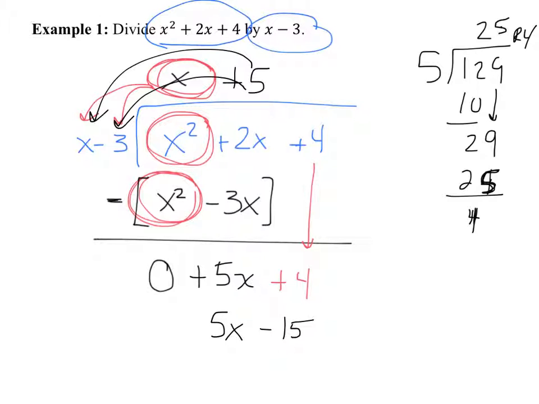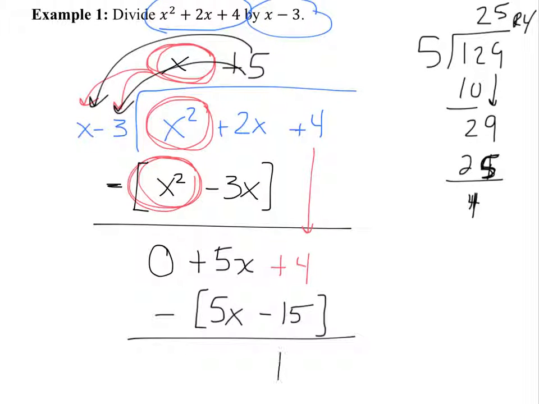Again, not a coincidence that the 5x repeats itself. That's the goal of this process. But we need to remember that we subtract what remains here. Subtract this whole thing. 5x minus 5x, again, is 0. Then I have 4 minus negative 15. 19. Now, my answer is clearly x plus 5. See it at the very top? Remainder 19.